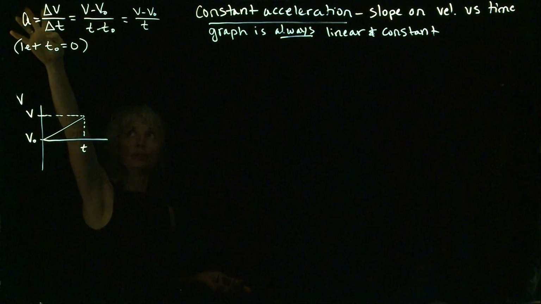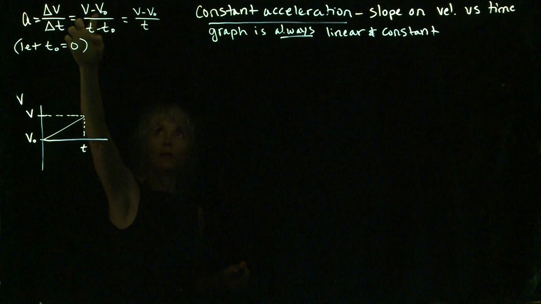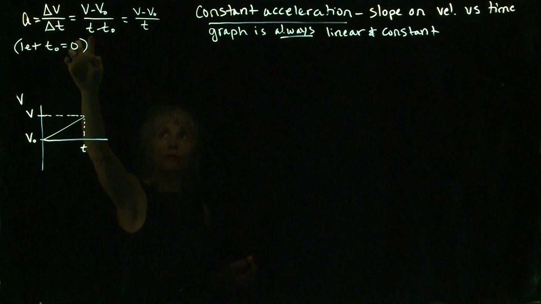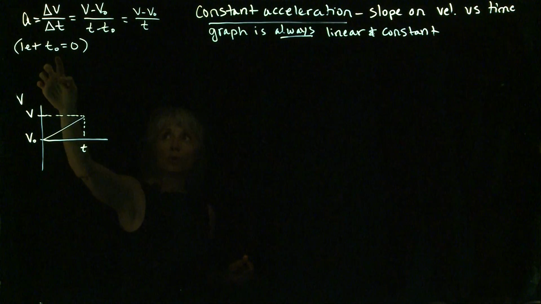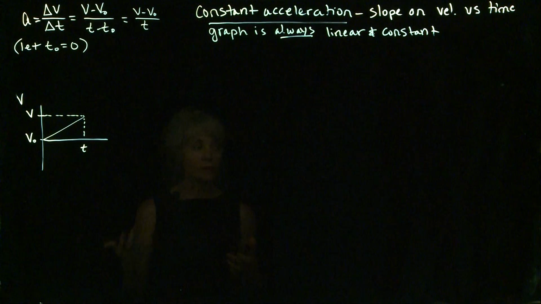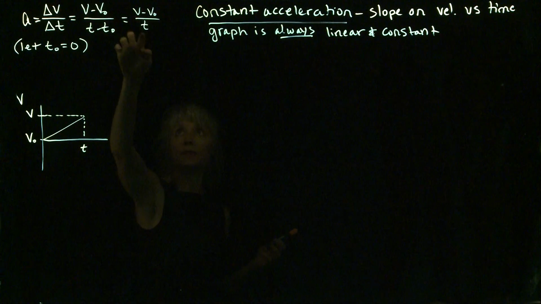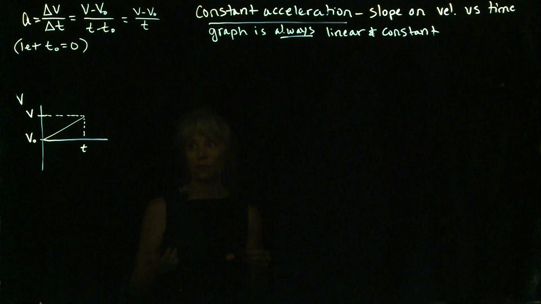Remember that acceleration is rise over run on the velocity versus time graph. So that's some final velocity minus some initial velocity over a final time minus initial time. We're going to make the initial time 0, and most of the times that will be the case. So we can write then the acceleration as (v minus v naught) over t.